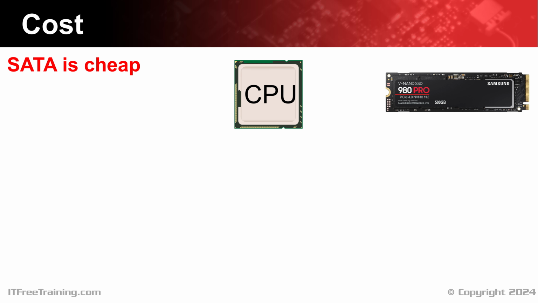Thus, you want a direct connection to the CPU. In order to make the connection, the M.2 device may utilize up to 4 PCI Express lanes.